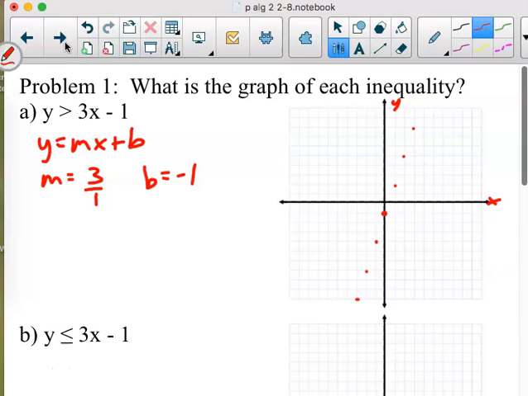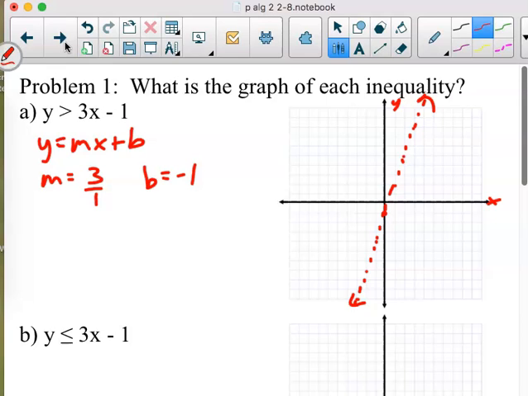Should it be dashed or should it be solid? So we don't want to get carried away. It is dashed. It doesn't have an equals bar. And a lot of times people make that mistake. They boom, solid line all the way up there. Don't do that. Stop and think. So dashed line. Then I realize, okay, one more step. Gotta figure out where to shade.